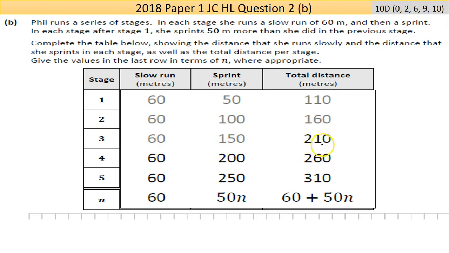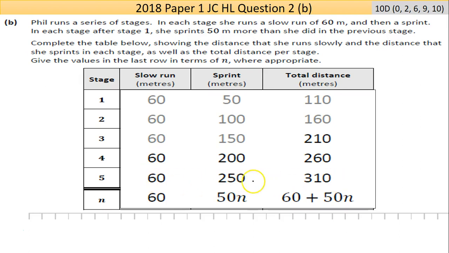You've added them together to give the 210. Now our fourth stage is 60, so that's constant. It's going up by 50 each time, so it's 200. So the combined result there is 260. Then the fifth stage is 60, which is constant. Going up by 50 again, so it's 250. Combine them together, you get 310.